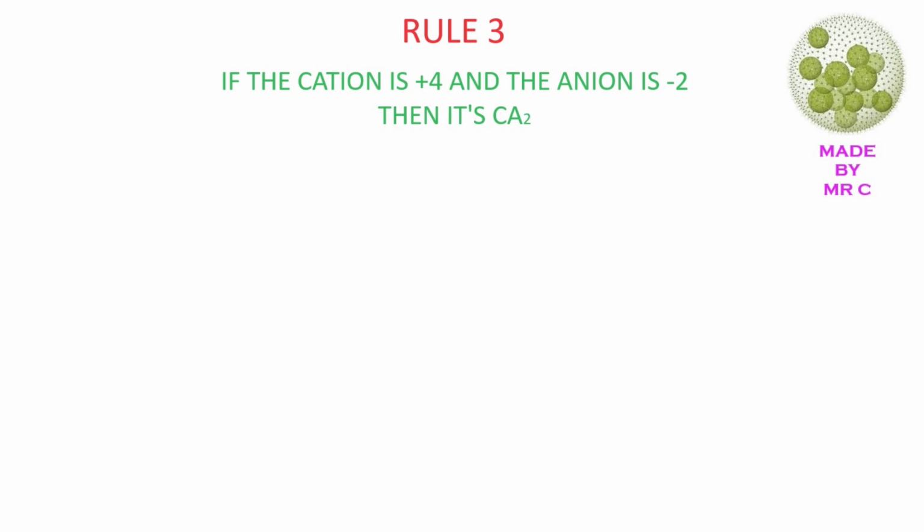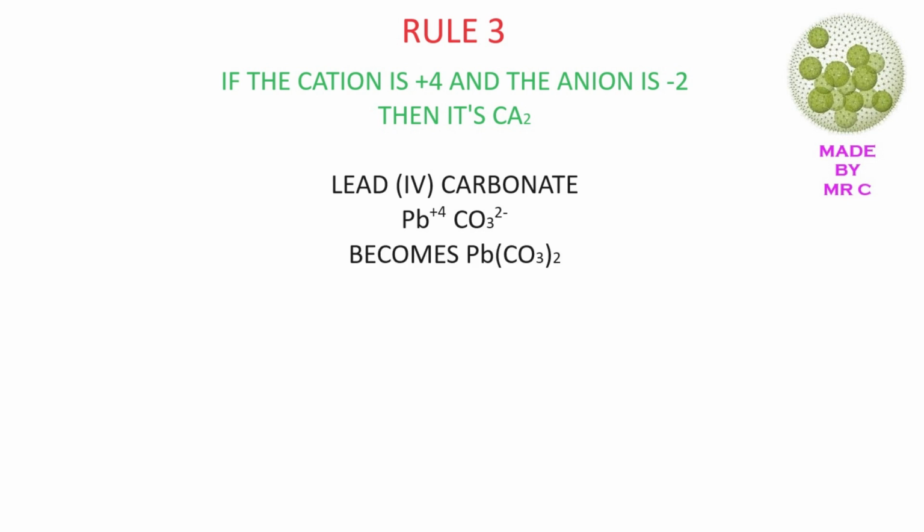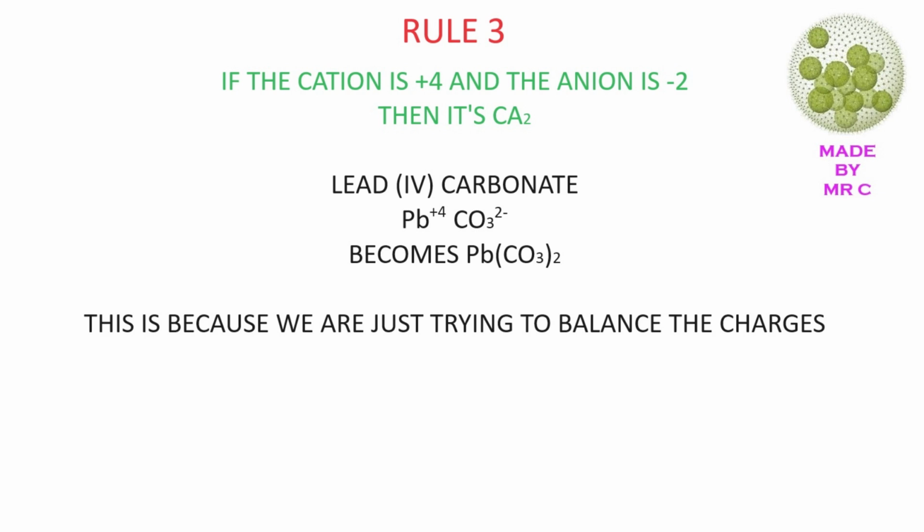Okay, then rule number 3. If the cation is +4 and the anion is -2, then it becomes cation anion 2. Let's look at an example. We've got lead(IV) carbonate, Pb 4+ and CO3 2-. So if we follow the rule, it becomes Pb, and in brackets we've got CO3 in brackets 2. This is because we're just trying to balance the charges. The cation is +4, so we need 2 anions of -2 to give us -4 to balance out the charges so they can cancel out.